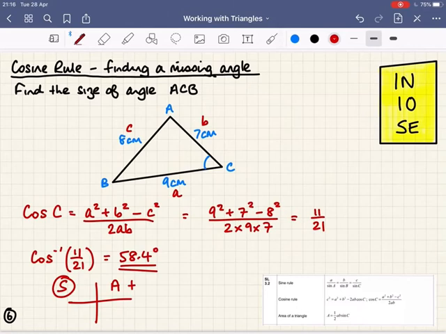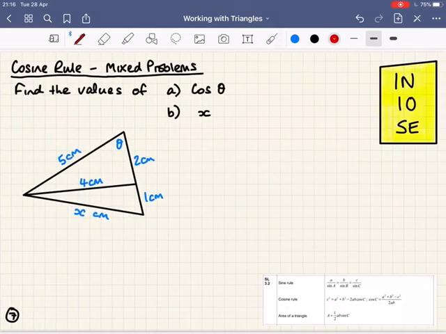You might well get a problem which has a mixture of things in it. Just to give you a flavour, here's a mixed problem. We're given a triangle which has been split into two smaller triangles. We're asked to find the value of cosine theta and the missing side x. So the first thing I'm going to do here is imagine here's my side A. I'll call this one B, and I'll call this C. So this would be my side A, this would be my side C, and this would be my side B.